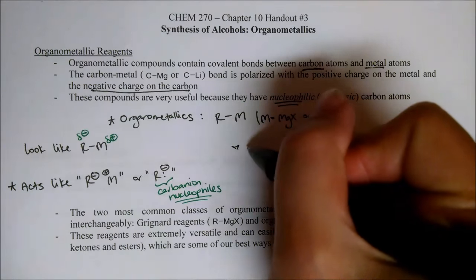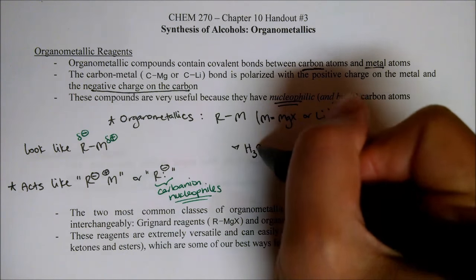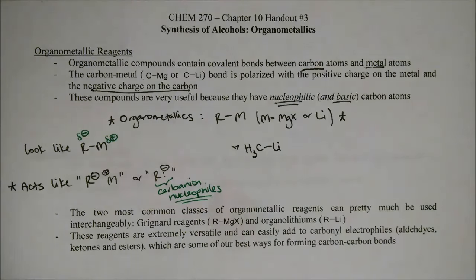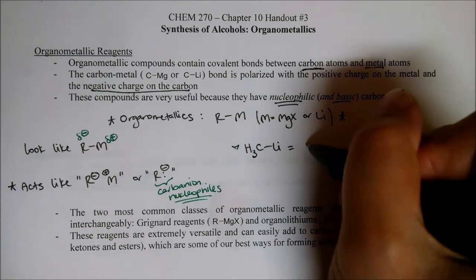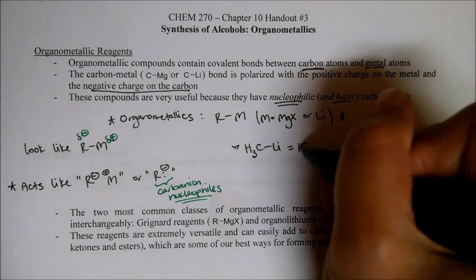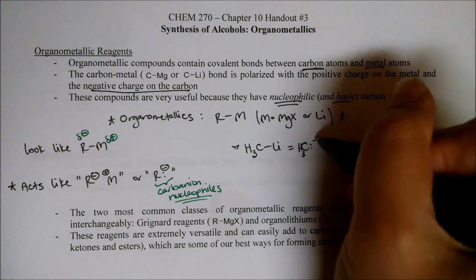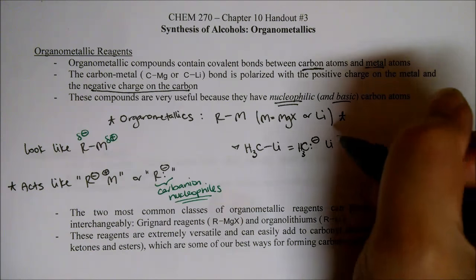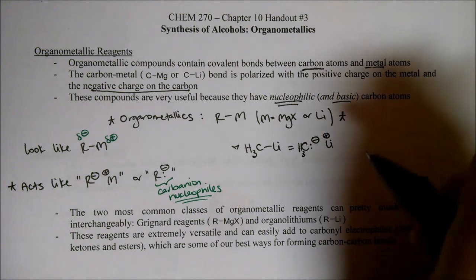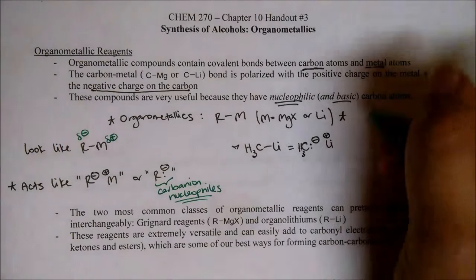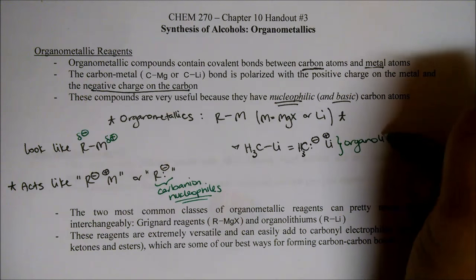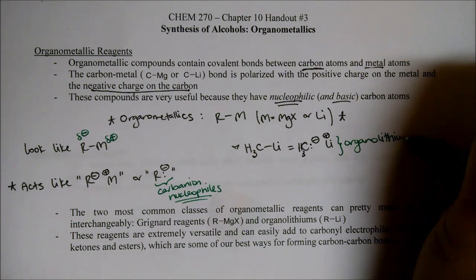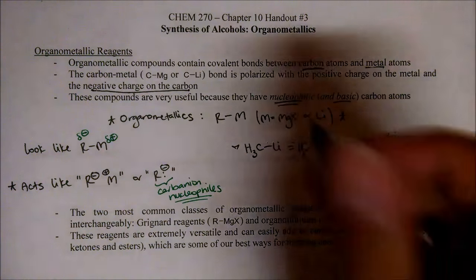So, here's a great example. Here's methyl lithium. Okay, this is how we would draw it. Okay, but how does it act? It's going to act like this. CH3 minus Li plus. Okay, and this is an organolithium. That's what we would call it. We're going to discuss these different reagents in just a second.